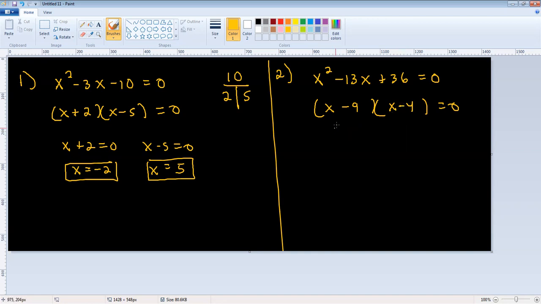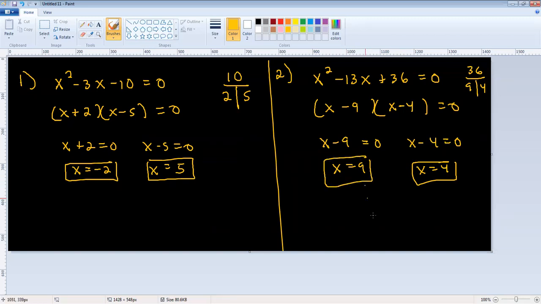Okay. What about this? So we have 36. What numbers make 36? 9 and 4, right? 9 times 4 is 36. What if I put these together, do I make negative 13? Okay, great. So then we have this, and we have this. So we have x equals 9, and we have x equals 4. And that's how we do that.